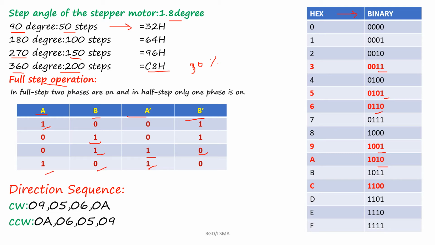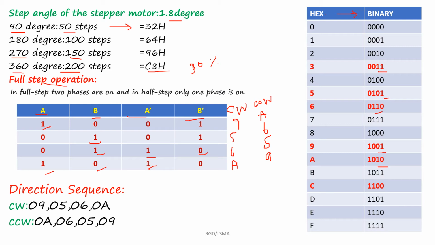So in this way, if you make the contact closing and opening, you can rotate the motor in the clockwise direction. If you take the hex equivalent for this, the first case is 9, this is 5, 6, A. So if you provide this sequence in this order, 9, 5, 6, A, you can rotate the motor in the clockwise direction. If you reverse this order, like A, 6, 5, 9, you can rotate this motor in the counterclockwise direction.